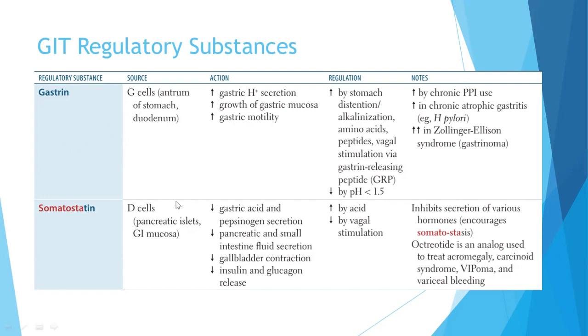Somatostatin decreases the gastric acid secretion and pepsinogen secretion. There is decreased pancreatic and small intestine fluid secretion, and decreased gallbladder contraction. So when there is increased somatostatin, that will lead to the stasis of the bile in the gallbladder, and that can lead to gallbladder stones. And then there is a decrease in the insulin and glucagon release. If there is increased acid, then the somatostatin secretion is increased. Also, when there is vagal stimulation, that decreases the somatostatin secretion.